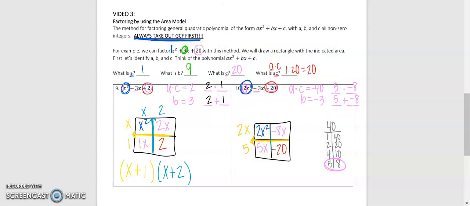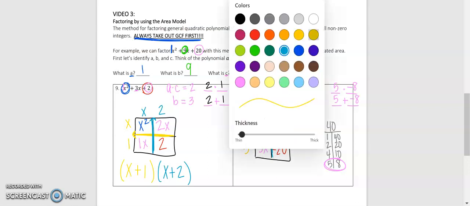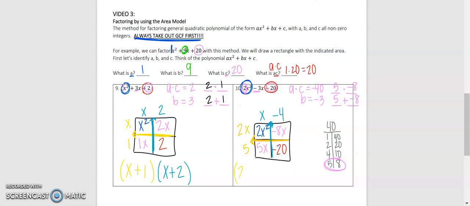Going up, between 2x squared and 5x, the only GCF here is going to be x. 2 and 5 do not have any GCFs. And then we have a negative 8x and a negative 20. That GCF is going to be 4. 4 is the largest number that can go into both 8 and 20. And because that negative 8x, the one at the top, is going to be negative, we're going to use a negative 4 here. So then we can write out our factored form. 2x plus 5, and we would have x minus 4.